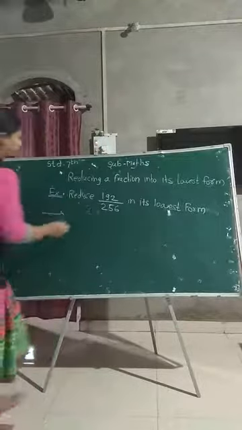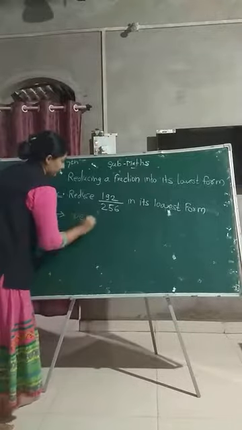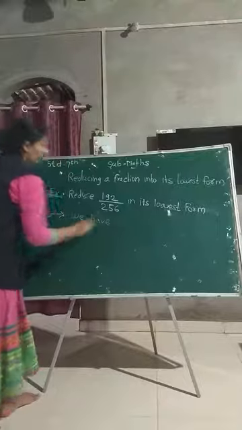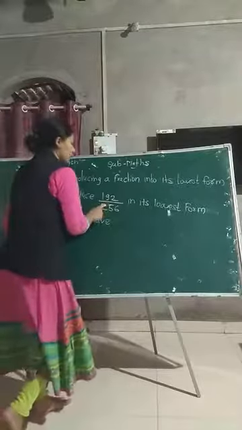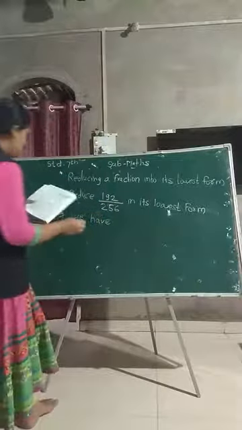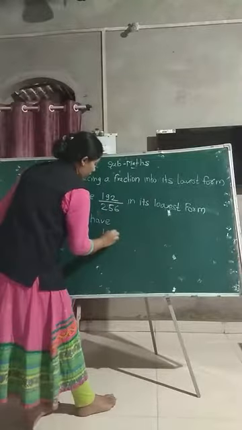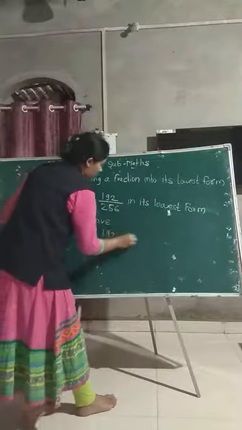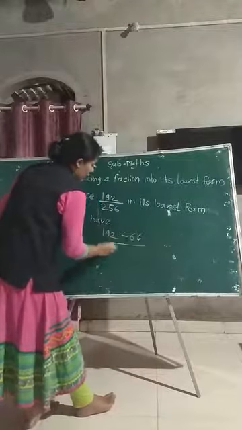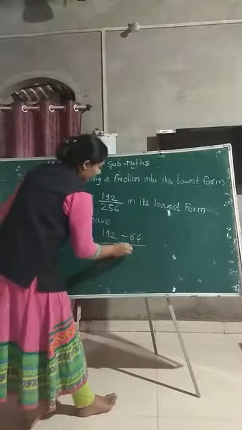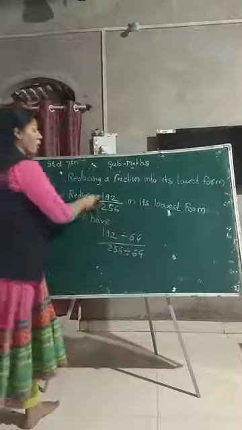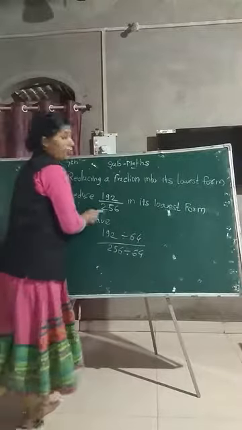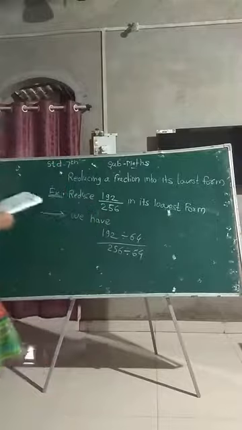So we have to divide this number by their HCF. That means 192 divided by 64 upon 256 divided by 64, because 64 is HCF of 192 and 256.